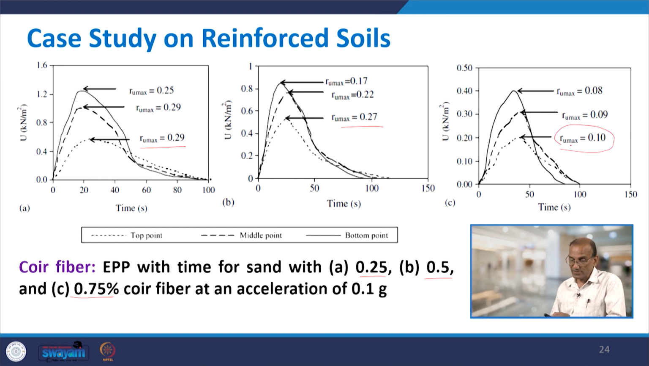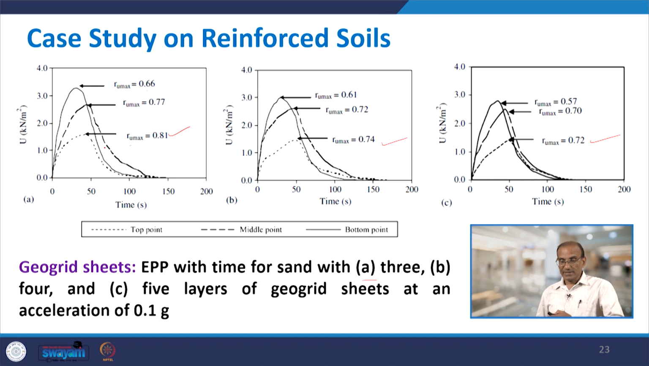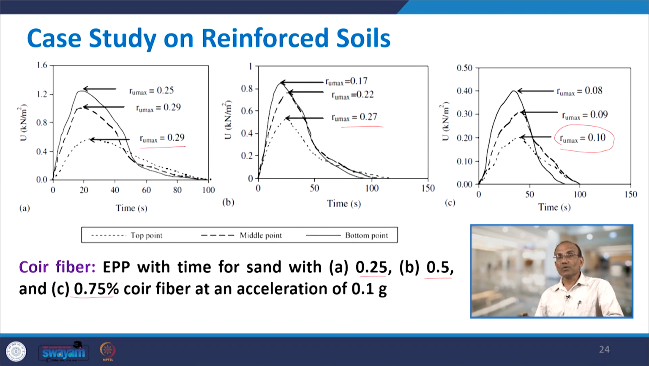So, the initial value was 0.89. You should compare all the values with 0.89. It can be observed that coir fiber is more effective than geogrid sheet, even if you use 0.25% itself. So, it reduced to 0.29 only.